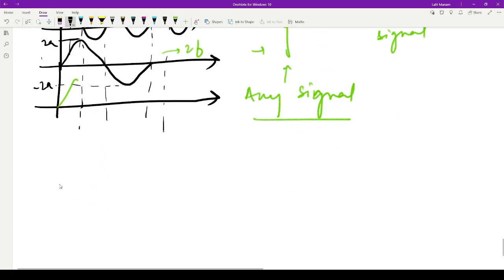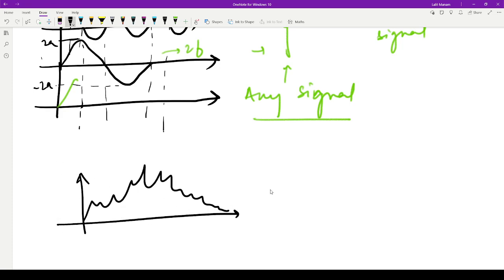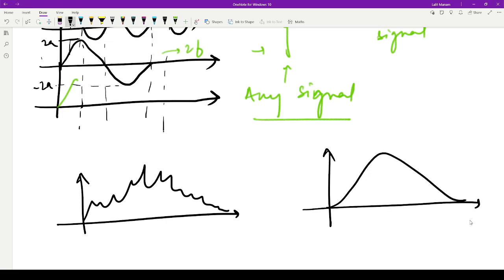Now I'll give you another intuitive example. This is one signal and this is another signal varying with time. Which signal do you think has the high frequency component and which has the low frequency component? The left side would be the high frequency one. Yeah, but why do you say so? Because it is more irregular.